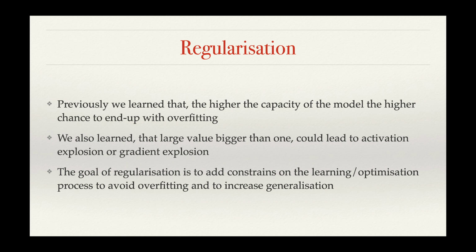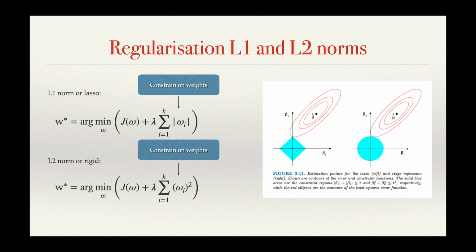We also learned that a large value bigger than 1 could lead to activation explosion or gradient explosion. The goal of regularization is basically to add a constraint on learning, or optimization, or on the backpropagation, to avoid overfitting and increase generalization. So what is the meaning of that constraint?